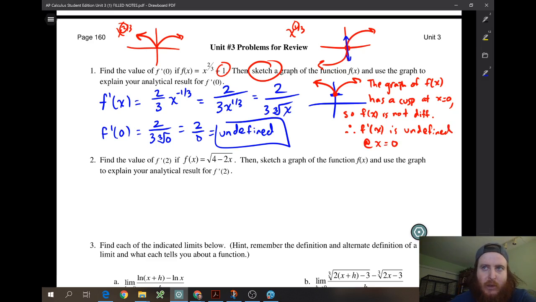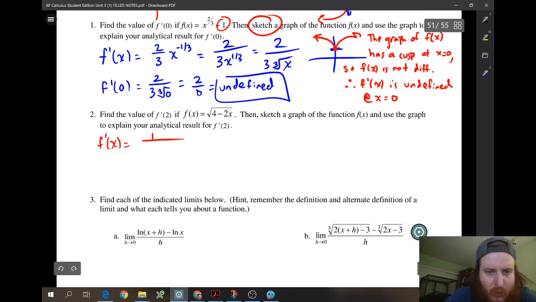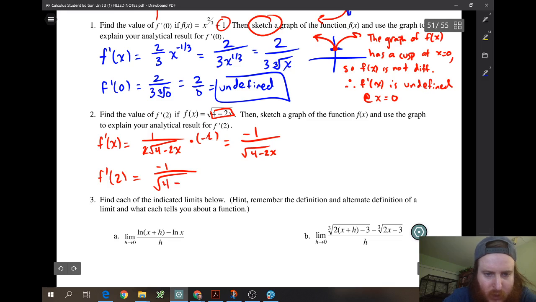Okay, next one is our square root graph. Find the value of f prime of 2. First we're going to do f prime of x. We get 1 over 2 square root of 4 minus 2x times, this is a box, times negative 2. The 2's will cancel. So this gives us negative 1 over square root of 4 minus 2x. Now we want to find f prime of 2. So f prime of 2 equals negative 1 over square root of 4 minus 2 times 2, which is 4 minus 4. So negative 1 over 0, which is also undefined. So again, we're going to box this.